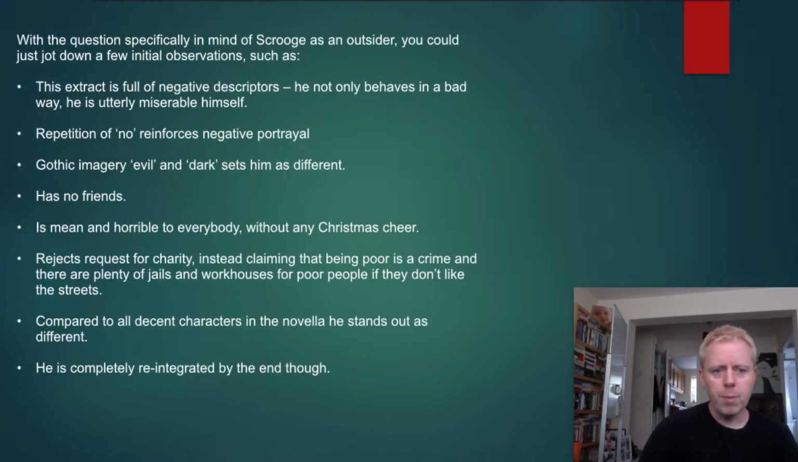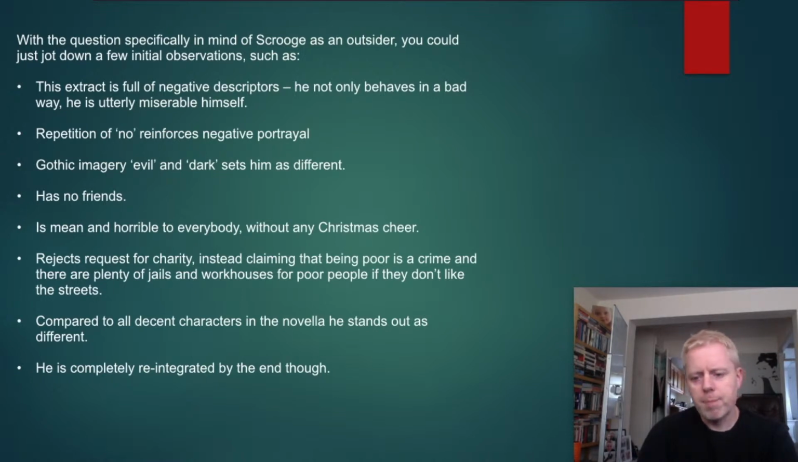Okay, so with the question specifically in mind of Scrooge as an outsider, you could jot down a few initial observations, such as: this extract is full of negative descriptors. He not only behaves in a bad way, he's utterly miserable himself. Repetition of "no" reinforces the negative portrayal. The use of Gothic imagery like "evil" and "dark" sets him out as different. He has no friends, isolated. He is mean and horrible to everyone, without any Christmas cheer.